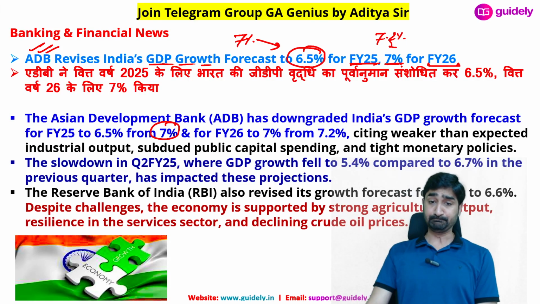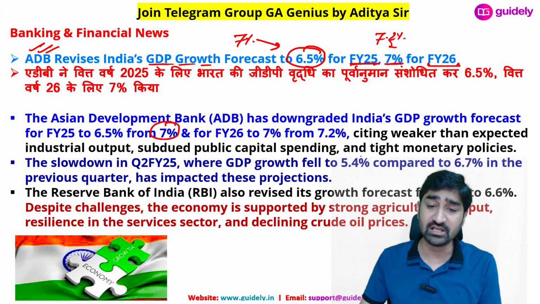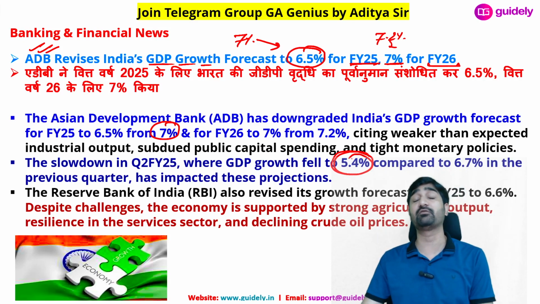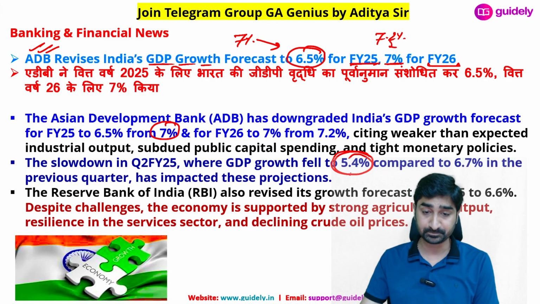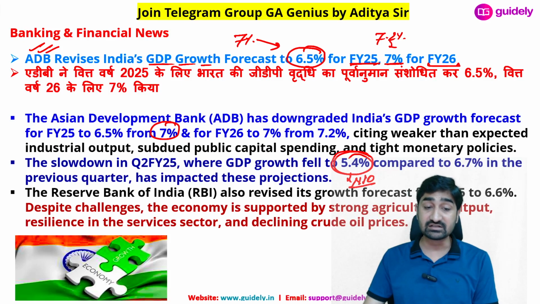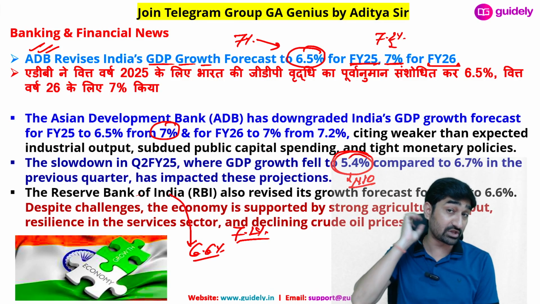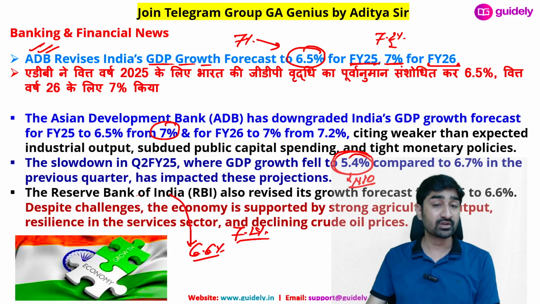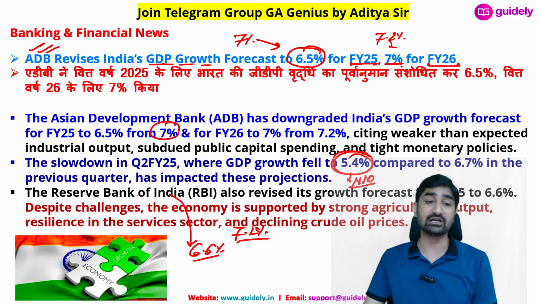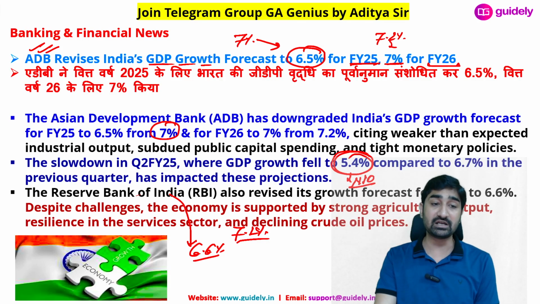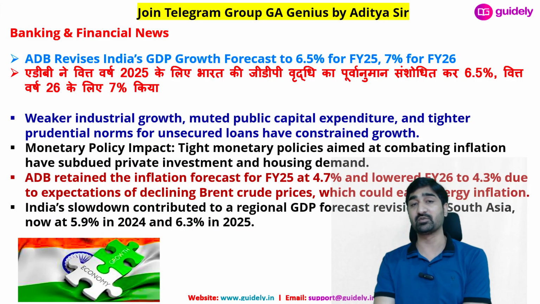The reason, we know that recently the GDP rate of India for quarter 2 came down to 5.4% according to NSO, National Statistical Office. And after that Reserve Bank of India also decreased their prediction to 6.6%, where it was 7.2% previously. So 7.2% was RBI's prediction, RBI itself reduced it to 6.6. So because of that other organizations are also decreasing the prediction of GDP rate of India. So ADB revised the GDP prediction of India to 6.5% for the current financial year and 7% for the next financial year.